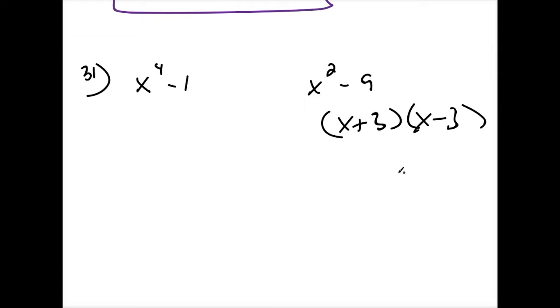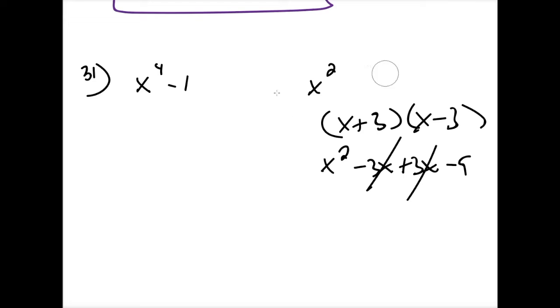All right, 31 we have x to the 4th minus 1. And that is a difference of squares. That's kind of like if you have an x squared minus 9. How would you factor that? That's x plus 3, x minus 3, because you end up with a middle wipeout. You get your x squared, your minus 3x, your plus 3x, and your minus 9, and your wipe, and your wipe. So that's a middle wipeout problem.